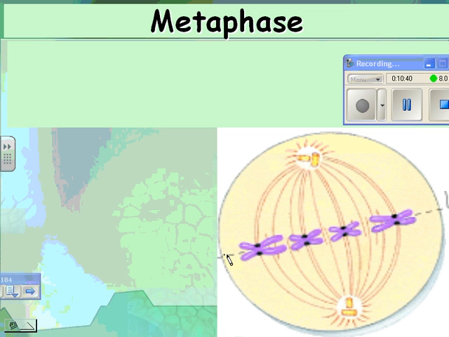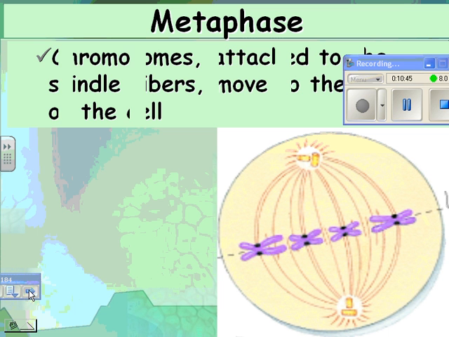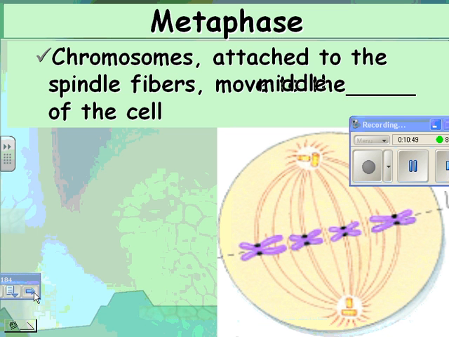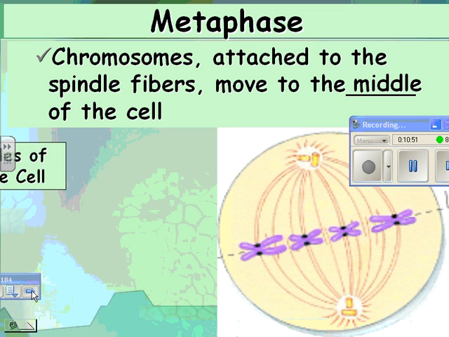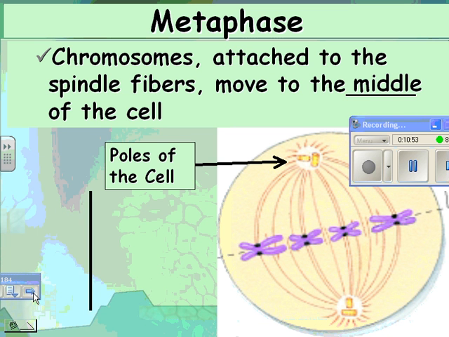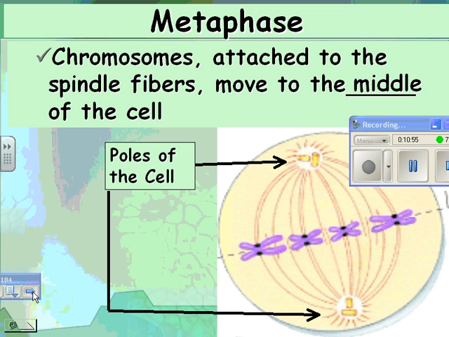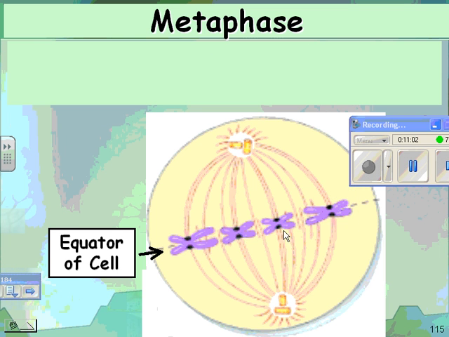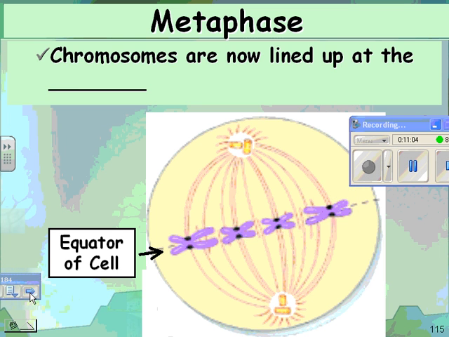And metaphase is a quick stage because really all that's going on is the chromosomes have lined up in the middle. So the chromosomes attached to the spindle fibers move to the equator, or the middle of the cell. Here are the poles. If it's not labeled in your notes, you need to label poles here and label equator here. So there's the equator of the cell. And the chromosomes are now lined up at the equator. So the best term for it really is equator.